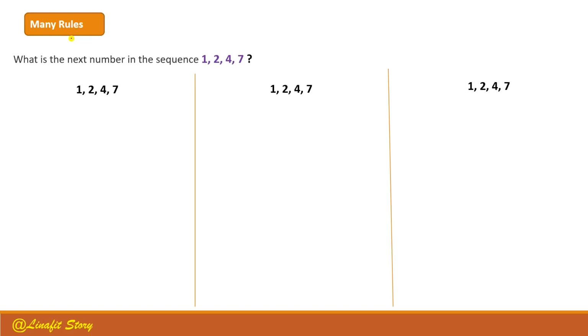Many rules. Mathematics is so powerful. We can find more than one rule that works for any sequence. So it is best to say a rule rather than the rule, unless we know it is the right rule. What's the next number in the sequence? 1, 2, 4, 7.